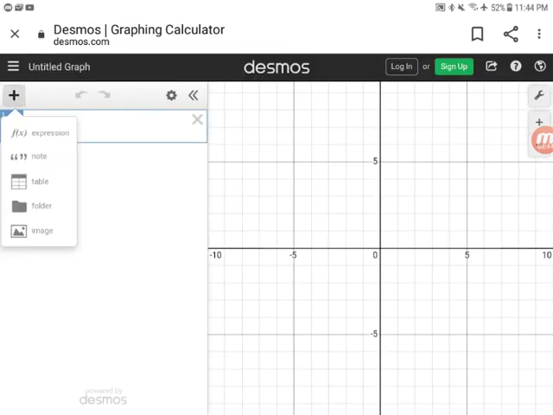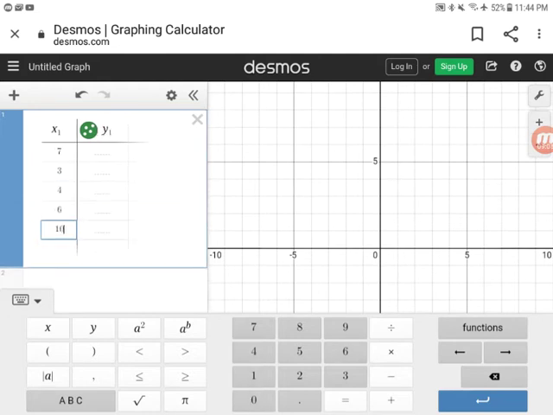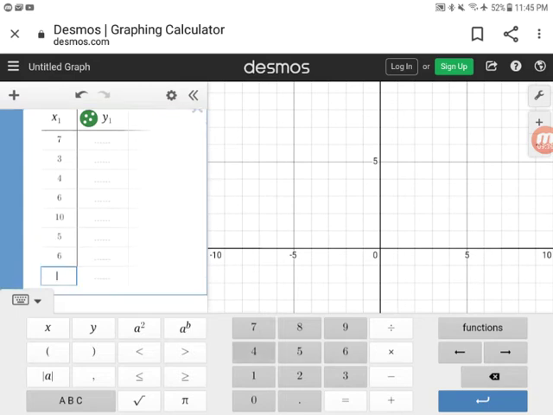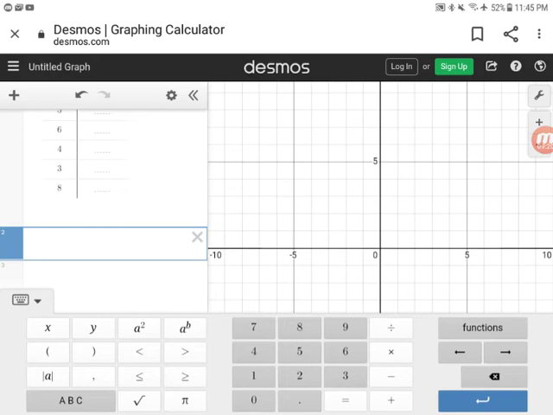I'm going to hit the plus sign and click on table. And it gave me an X and Y table or a T chart. And I'm going to input those 10 delivery times into X1. So we have 7, 3, 4, 6, 10, 5, 6, 4, 3, and 8. So we have our 10 data values in our calculator.